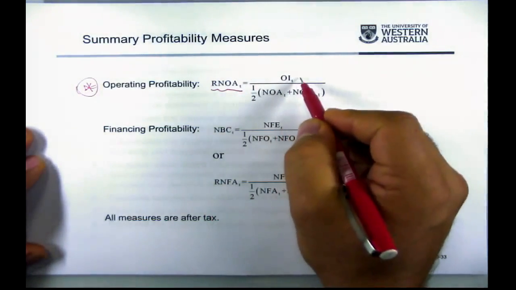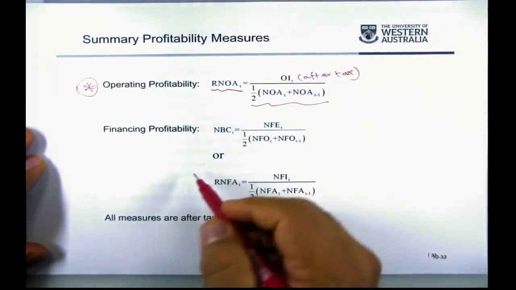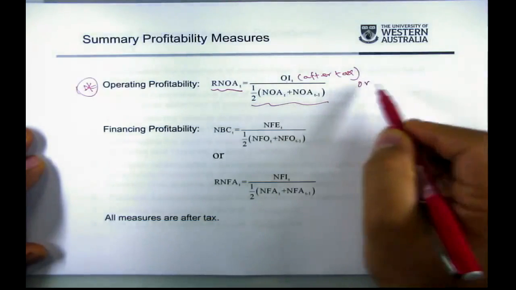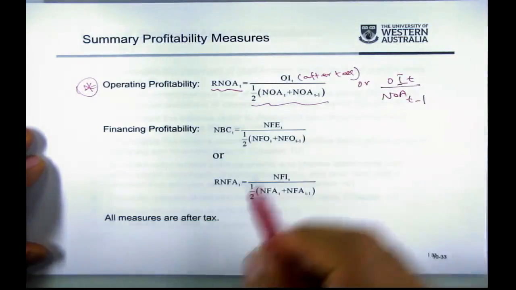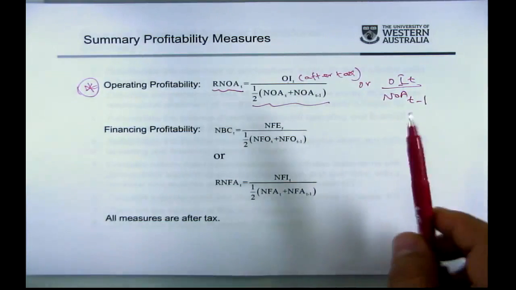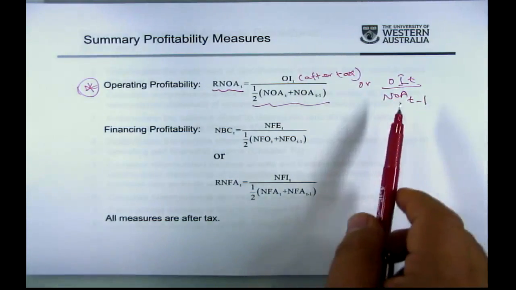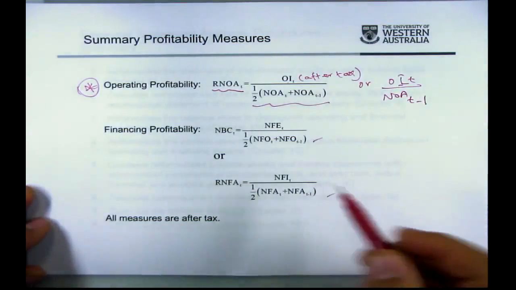It is equal to operating income, again after tax, divided by the average net operating assets. Or sometimes we use operating income at time t divided by the lagged net operating assets at time t minus 1. It depends. I told you in the past, last lecture or the lecture before, that we use the lagged if there was no addition during the year. If there was an addition to net operating assets during the year or to equity, we use the average. The same applies here and here.